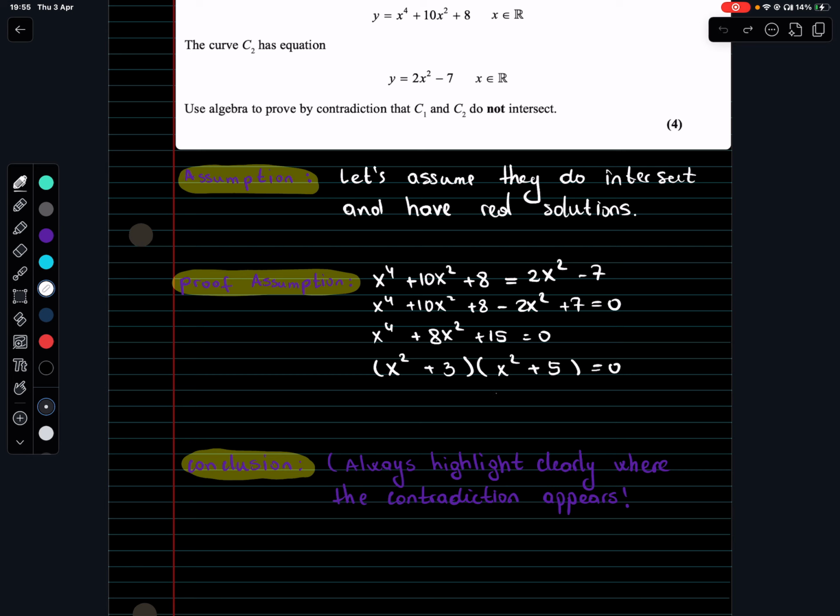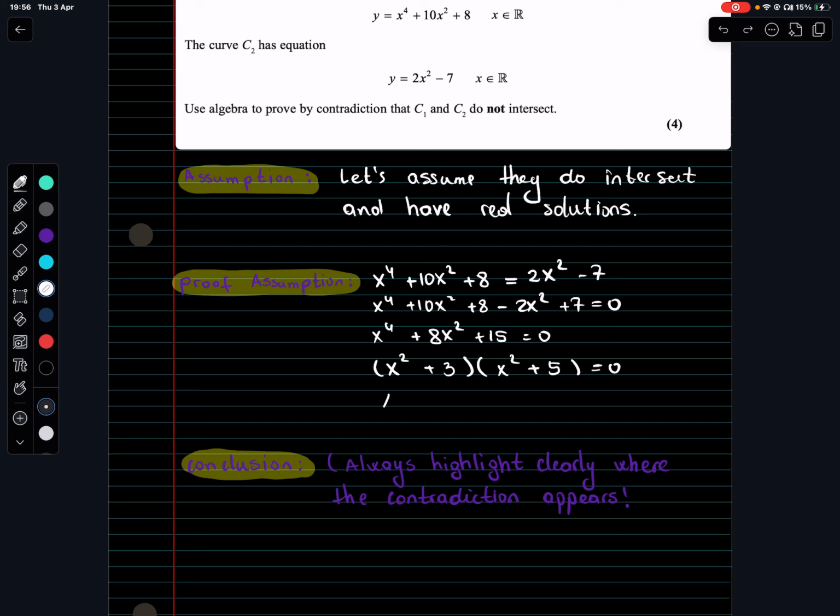Let me just directly say it from here. Right now we say the product of 2 numbers, x squared plus 3 and x squared plus 5, is equal to 0. That's impossible. The reason is x squared is always positive. The expression x squared plus 3 can be at least 3, when x is 0. And the same over here, x squared plus 5 can be at least 5. So these 2 never ever equal 0. We already know there is no real solution. That's completely opposite to, a contradiction to, our assumption.